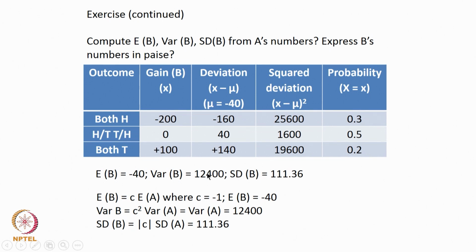Standard deviation of B is absolute value of C into standard deviation of A. Since C is minus 1, absolute value is plus 1. So, 1 into standard deviation of A, same 111.36, and both show the same value. Therefore, we have just shown and demonstrated this equation that E of B is equal to C times E of A, and variance is the same in this case, where C is minus 1, C square is plus 1. So, variance of B is C square into variance of A, and standard deviation of B is absolute value of C into standard deviation of A.